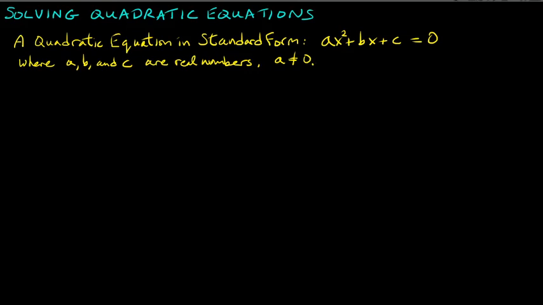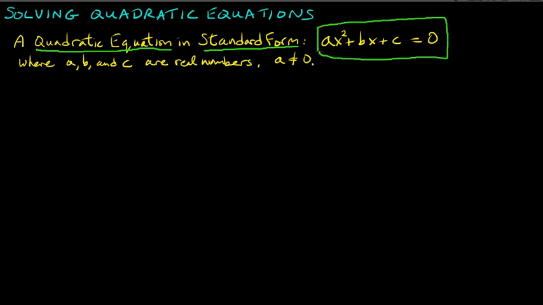Hello. So for this video, we're going to be solving quadratic equations. This is starting chapter 11, section 11.1. And just to remind you, you should know what a quadratic equation is because we have seen them earlier. A quadratic equation written in its standard form looks like this: ax squared plus bx plus c equals 0. So that's the standard form.